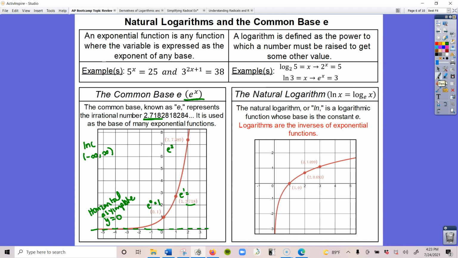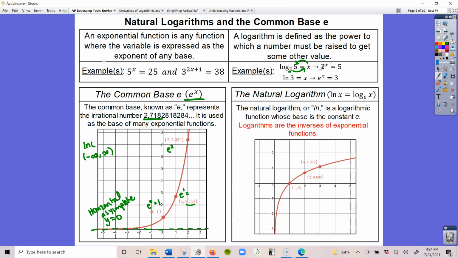Now moving on to logarithms. A logarithm is defined as the power to which a number must be raised to get some other value. So here, this is how you read a logarithm. What this says is log base 2 of 5 is equal to x. Now, a log is the inverse operation of an exponential function. This little number is the base. The base, for an exponential, is the big number, the number that's being raised to an exponent. So what this means is that 2, my base, raised to what number x is equal to 5.